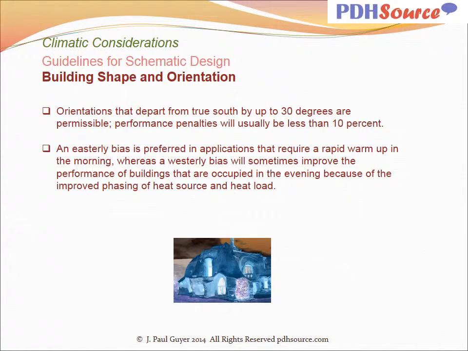Orientations that depart from true south by up to 30 degrees are permissible. Performance penalties will usually be less than 10%. An easterly bias is preferred in applications that require a rapid warm-up in the morning, whereas a westerly bias will sometimes improve the performance of buildings that are occupied in the evening because of the improved phasing of heat source and heat load.